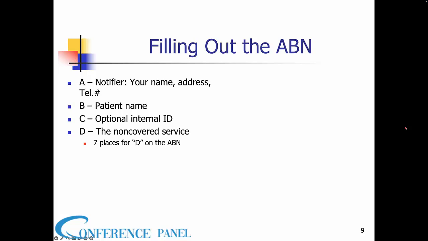One of the most important fields is field D, which is what's the non-covered service? Why is this important? Well, because you got to fill that out 7 different times. There's a place on the ABN to put in what goes in field D.